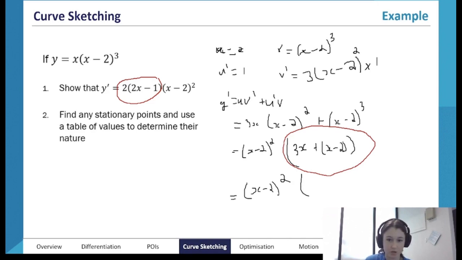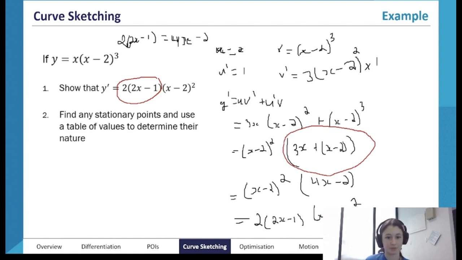So we're going to have 3x plus x, which is going to give us 4x take 2. So what I recognize here is that for this second part here, we can factorize out 2 and then be left with 2x take 1 because 2 times 2x take 1 is equal to 4x take 2. So we can factorize out that 2, which gives us exactly what we want. So we're going to be left with 2 outside of 2x take 1, x take 2 squared. So that is our proven result.